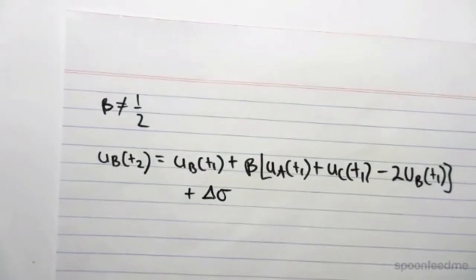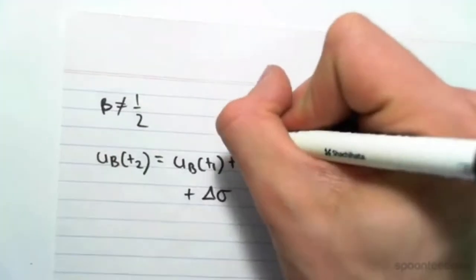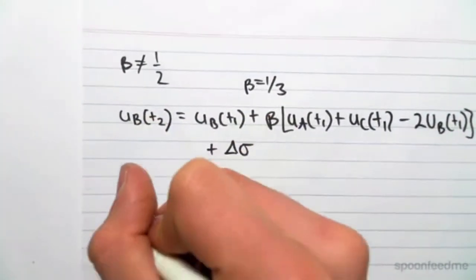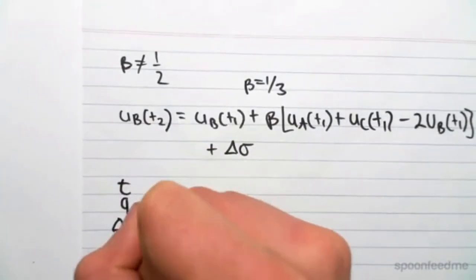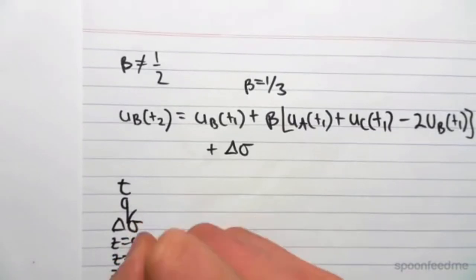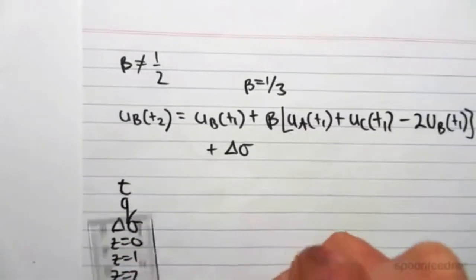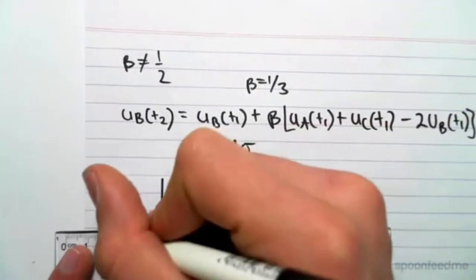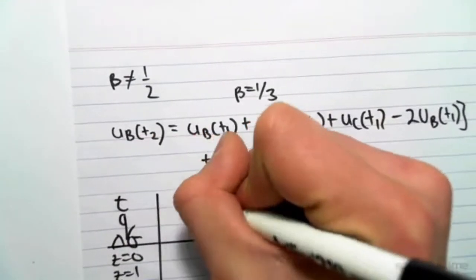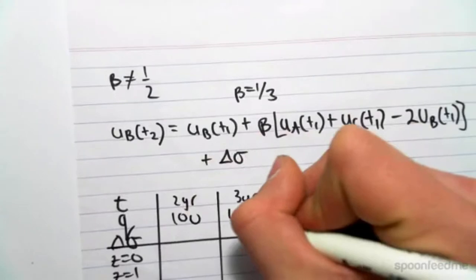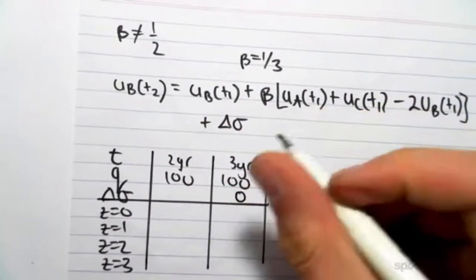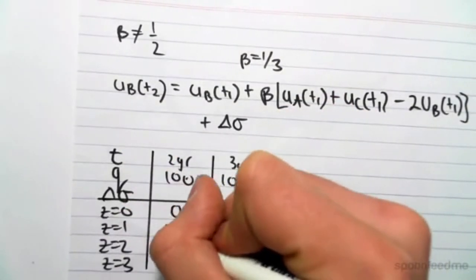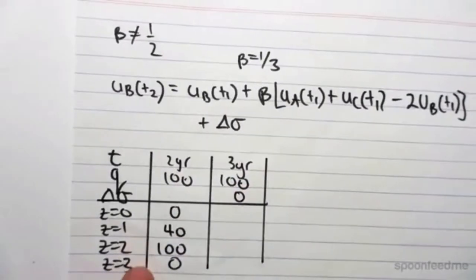So if we were to just do a similar example to the one we did before, and let's say in our case the beta equals a third. So let's have time, applied stress, the change in stress, Z equals 0, Z equals 1, Z equals 2, and Z equals 3. So let's say we had a very similar example. So we have 2 years and 3 years. Let's say that the stress is also 100 and 100, and that is obviously not going to change. So 100 minus 100 is 0. Let's say that that value was 0, that was 0, this is 40, and this is 100. Okay, so it's the exact same case as before.